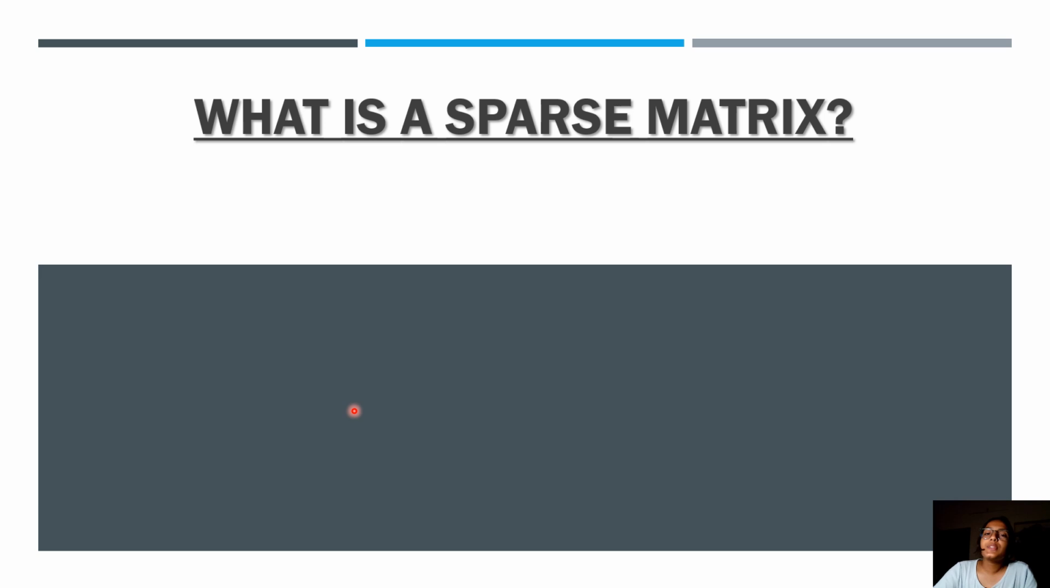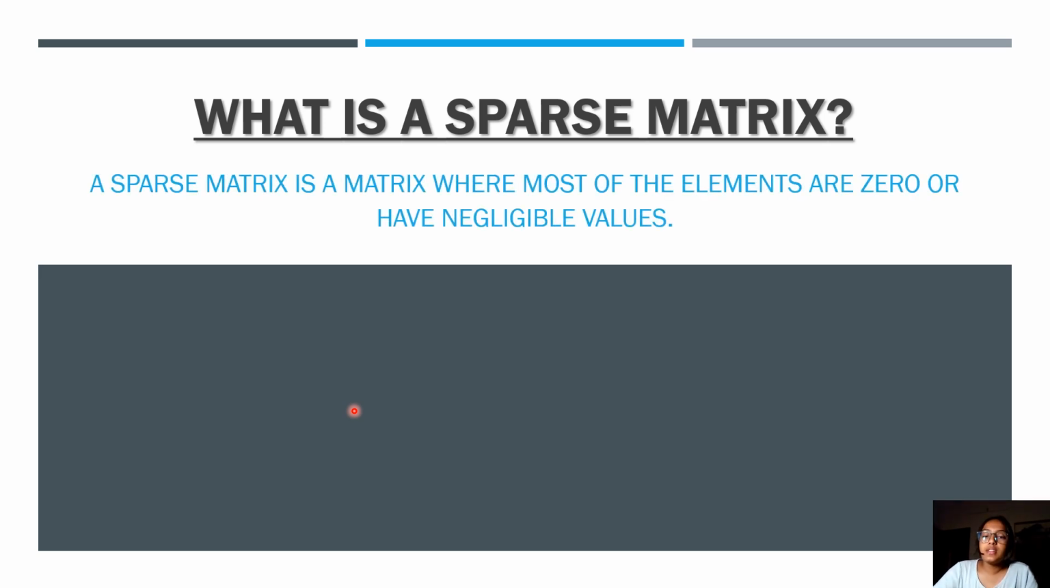So what is a sparse matrix? A sparse matrix is a matrix where most of the elements are either zero or have negligible values. In simpler words, the number of non-zero values is less than the number of zero values in a sparse matrix.